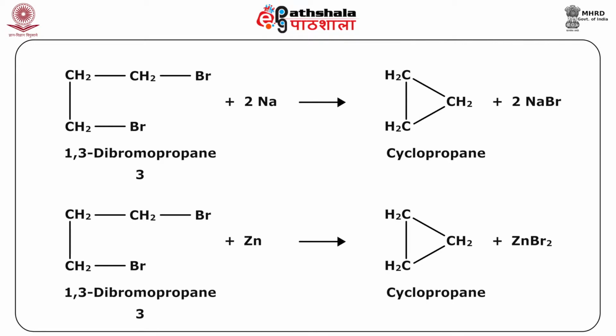1,3-dibromopropane is cyclized using either sodium metal, also known as Wurtz coupling, or zinc metal to give cyclopropane as given in the figure. 1,3-dibromopropane treated with sodium or zinc leads to the cyclization and formation of a cyclopropane ring with the elimination of sodium bromide or zinc bromide.